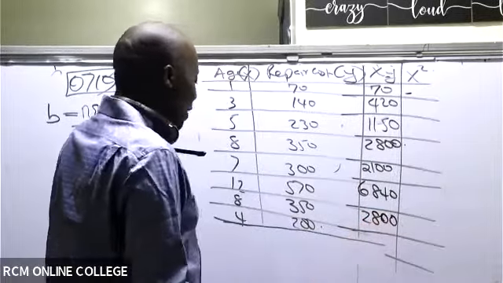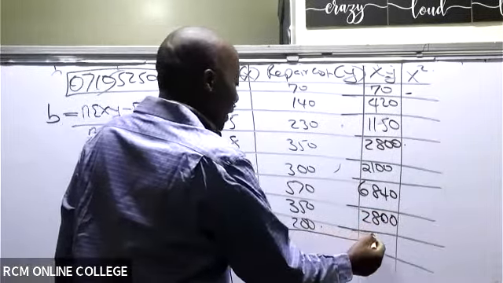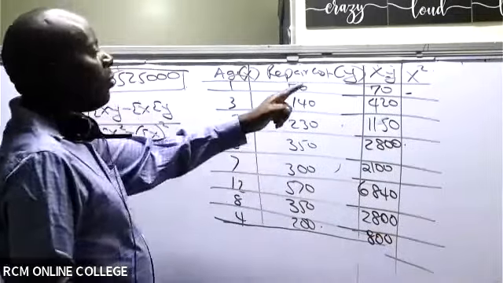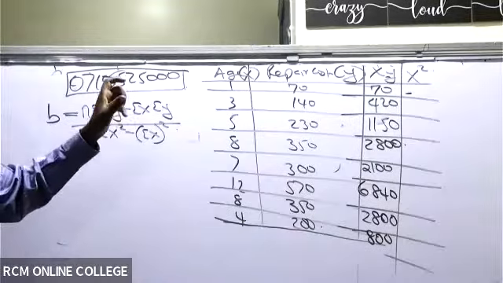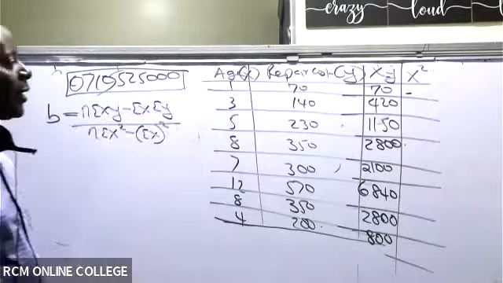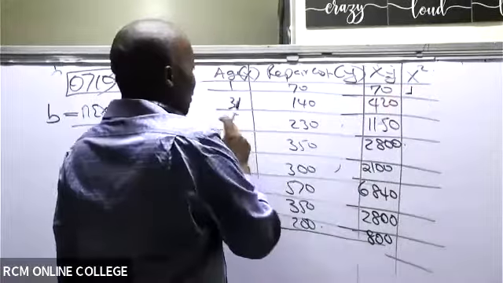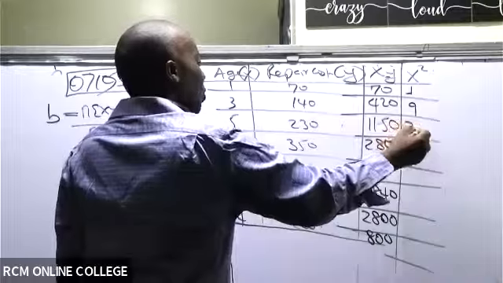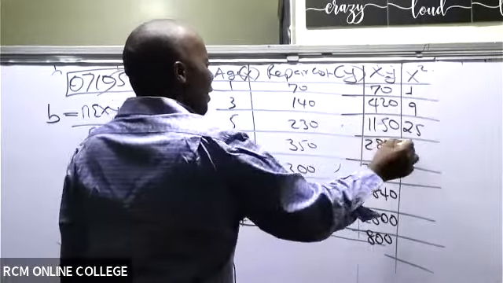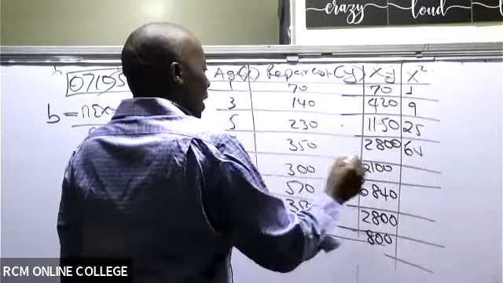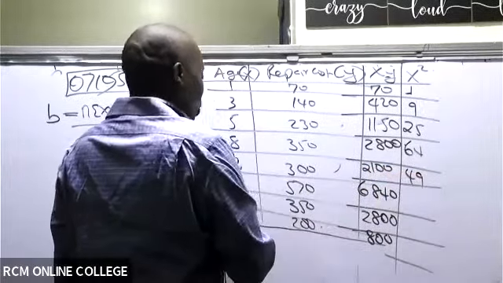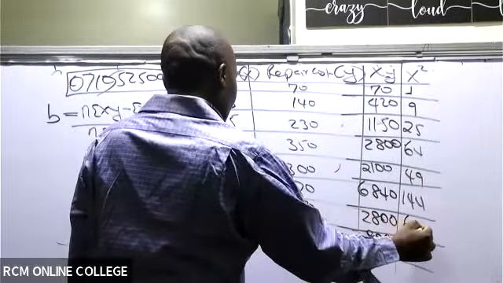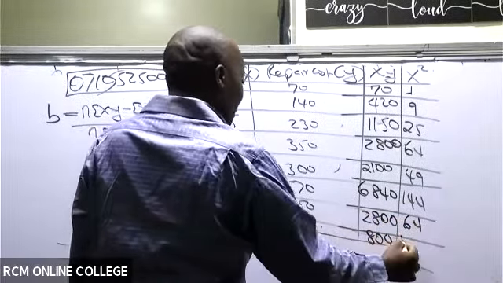And then lastly, we have 4 times 200. This gives me 800. How about the column of x squared? Simply use your calculator there. 1 squared gives me 1. 3 squared gives me 9. 5 squared gives me 25. 8 squared gives me 64. 7 squared gives me 49. 12 squared gives me 144. 8 squared gives me 64. 4 squared gives me 16.